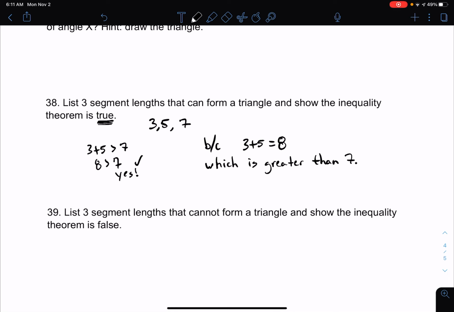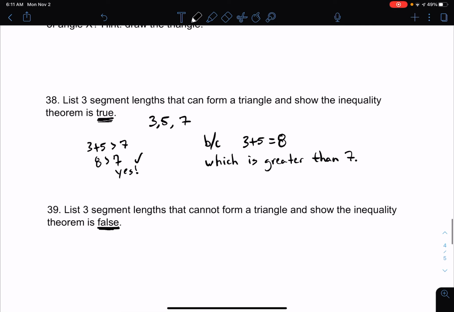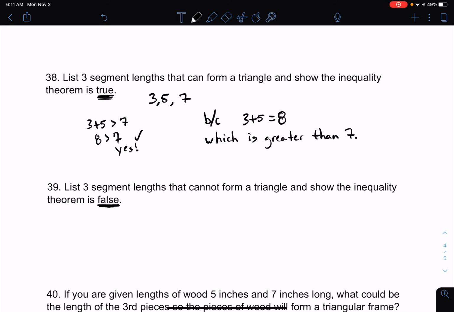Okay, and now you guys do the opposite of that and do one that would be false. So I did the one that was true, you do the one that would be false. You do the same thing except pick numbers that would not make a triangle. And then just do exactly what I did. So in this case, for number 39, you would say, because whatever numbers you pick equals whatever, which is, and you would put the word not right in there.